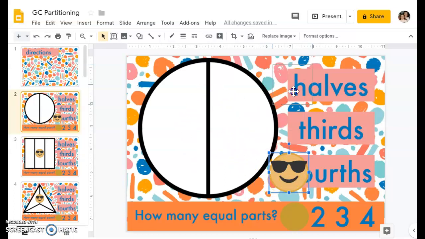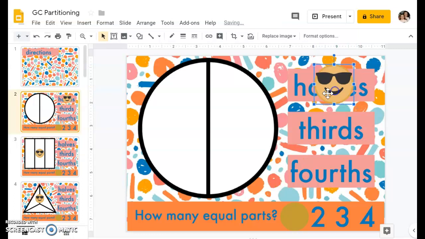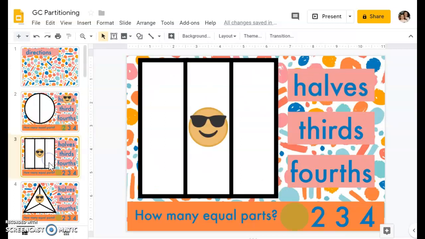This circle is divided into halves, so I'm going to put it on top of the halves word. Then the second thing I need to do is tell how many equal parts it has. This circle has 2 equal parts, so I'm going to take my green circle and put it over top of the 2. So then I show my teacher that this is a circle divided into halves and has 2 equal parts. Let's do one more together.